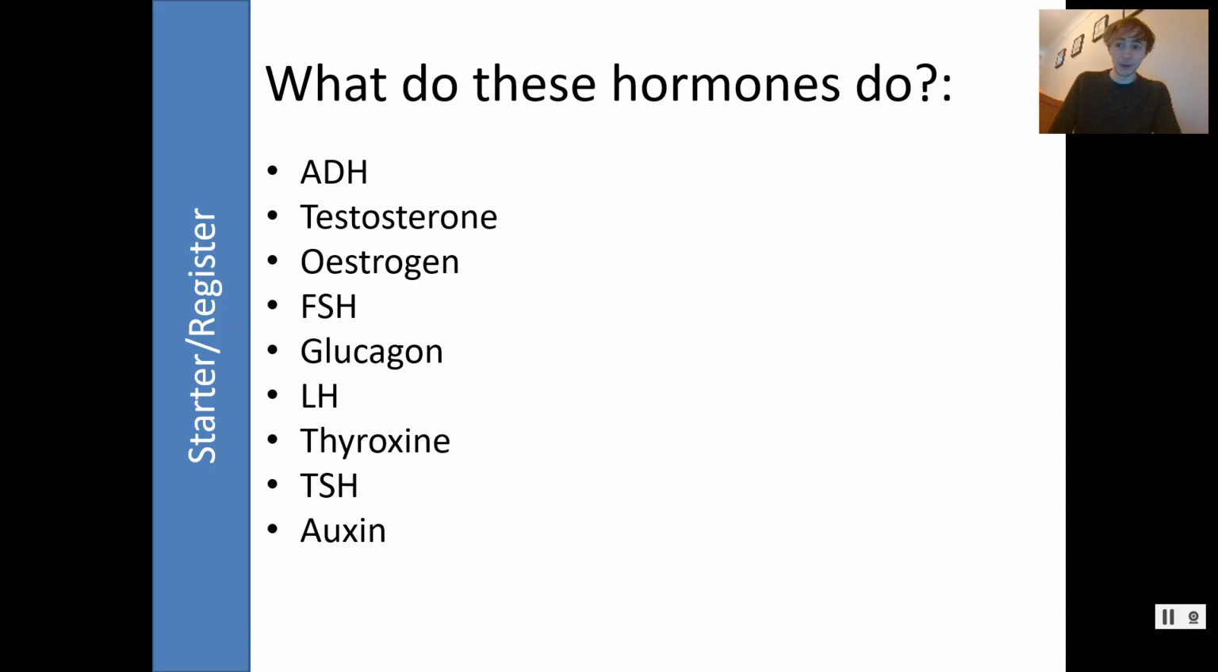And auxin is a plant hormone which causes plants to grow, causes plant cells to elongate, causes plant cells to grow towards the sunlight. Fine, let's have a go at moving on then. We're going to talk about a couple of other plant hormones, and then we're going to talk about a few experiments that we used to prove that plants had hormones.